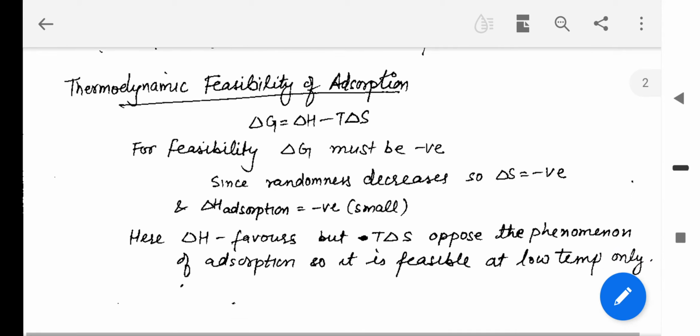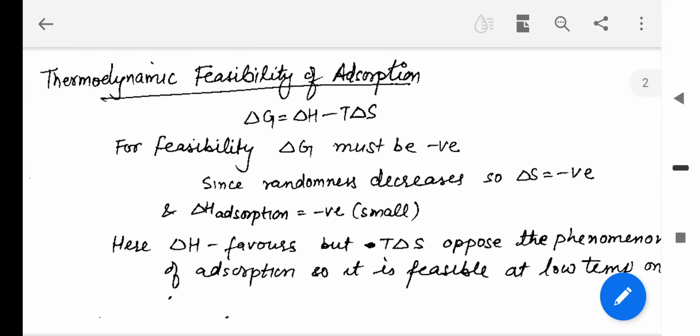It means to say, the adsorption process is spontaneous in nature and we have to justify it. So the question asked by the CBSE is: justify that adsorption is a spontaneous process. Now we all have studied in class 11th that for a process to be spontaneous, delta G should be negative, and delta G is equal to delta H minus T delta S. Delta G gives free energy, delta H is the change in enthalpy, T is temperature, and delta S is the change of entropy.